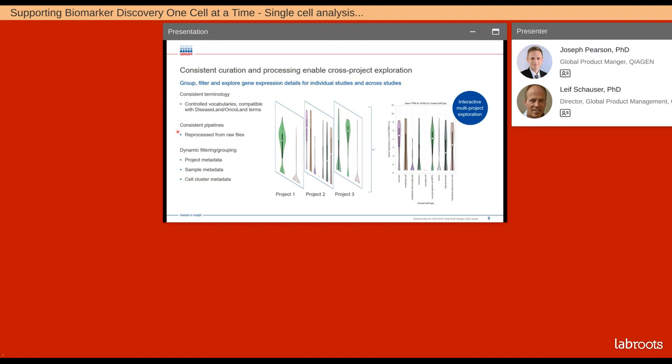We also use a consistent set of pipelines to reanalyze data from the raw files through cluster generation and identification. And finally, our framework stores the metadata in a logical hierarchy, allowing scientists to dynamically filter and group at any metadata level, from the project level down to the cell cluster. And this allows scientists to explore data within individual curated projects or merge the data and explore across projects.